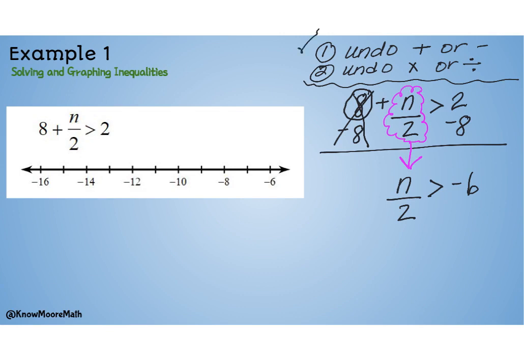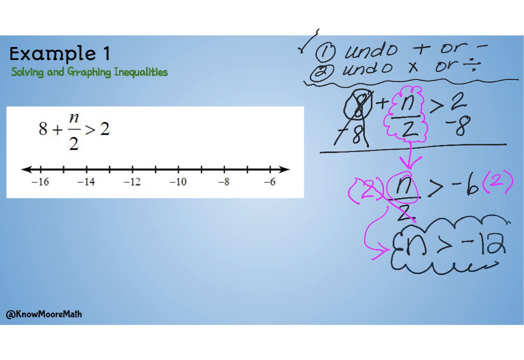Now I'm going to have to multiply or divide by the number that's on the same side as n. And recall, this is n divided by 2. So the opposite of division is multiplication. So I'm going to multiply both sides by 2. Recall, anything divided by itself is just 1. I'm going to bring that n over, and I'm going to get n is greater than negative 12.